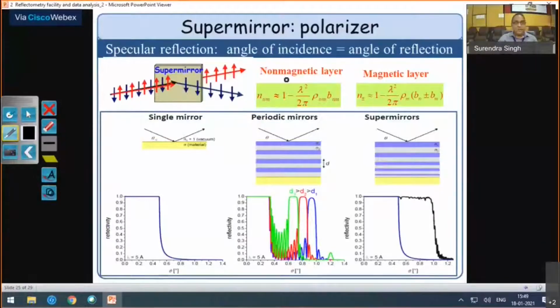The basic principle is that we have a magnetic and non-magnetic multilayer. For the magnetic layer, we have both a magnetic part and a nuclear part. You can see that if you have a single layer, the reflectivity is like this. When we have a perfect multilayer, we will have a Bragg peak.